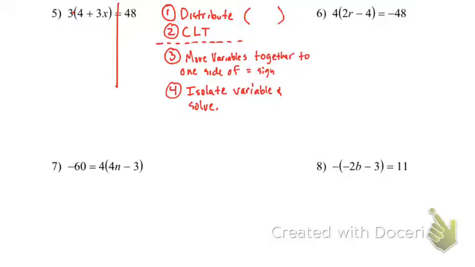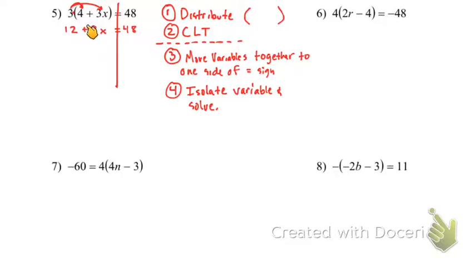And since it's parentheses, we want to distribute the 3 and multiply with the 4. So 3 times 4 is 12. And then we go 3 times the next guy, which is positive 3 times 3, which is positive 9, and then x. And we bring down the 48 on the right side.